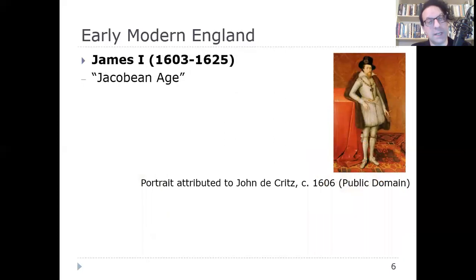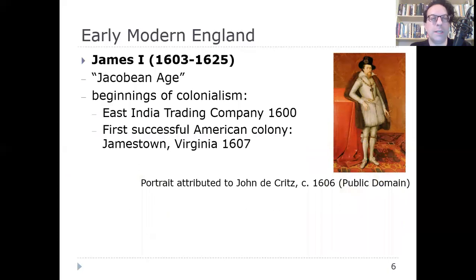After the Elizabethan age, we have the Jacobean age, named after King James I. Basically, the first quarter of the 17th century is the Jacobean age. In this time, we find the beginnings of colonialism, with the East India Trading Company having been founded, and also, maybe more famously, the first successful American colony by English-speaking people, namely Jamestown, Virginia, which was founded in 1607.